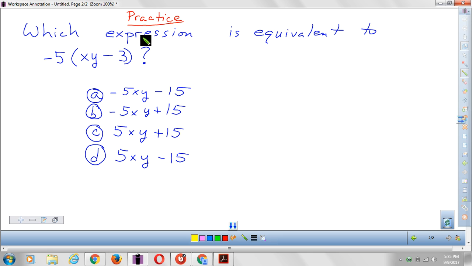It says which expression is equivalent to -5 times the quantity xy minus 3. Again, I see my keywords, expression, equivalent. If it says expression and equivalent, I should, at this point, start getting familiar with the idea that those are keywords for the strategy STOR. So we're going to store up some stuff.